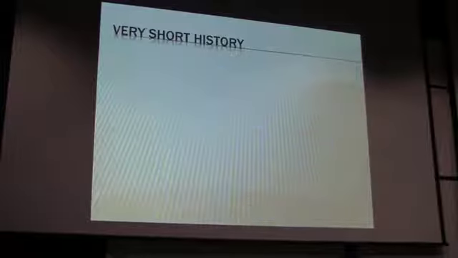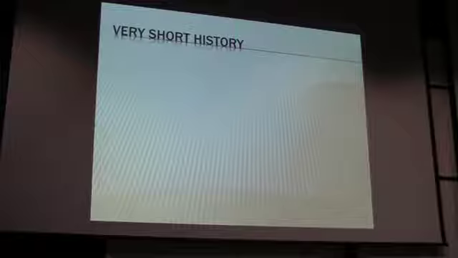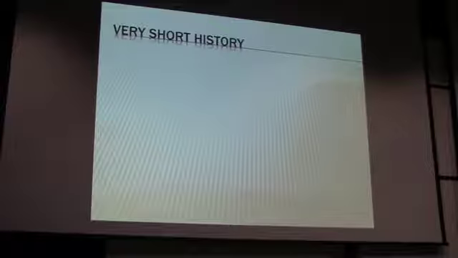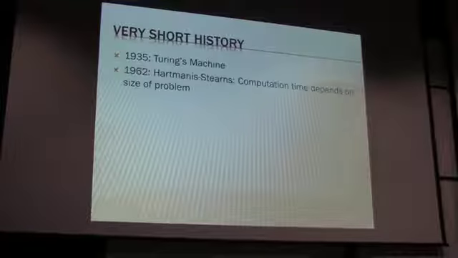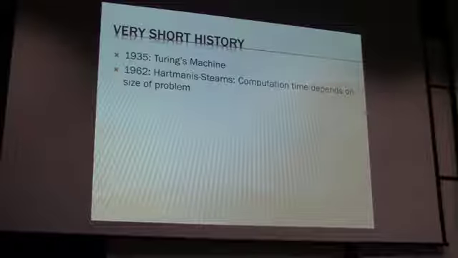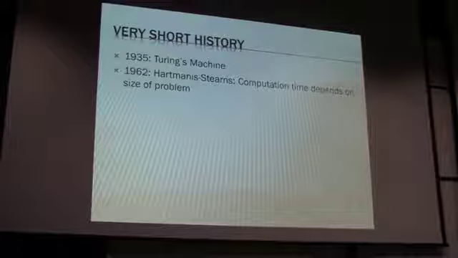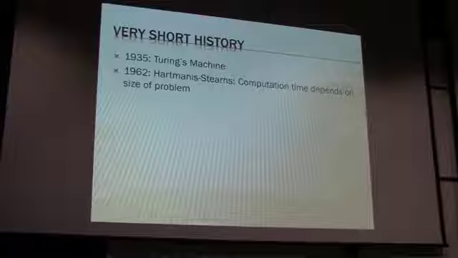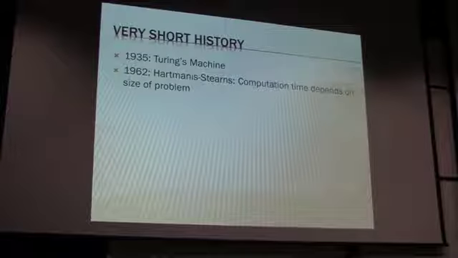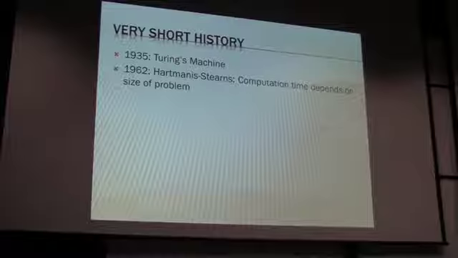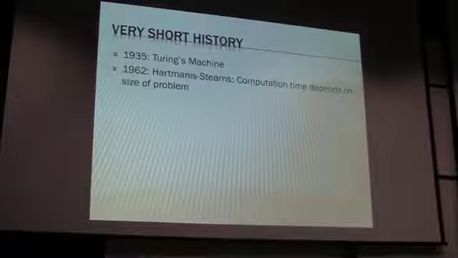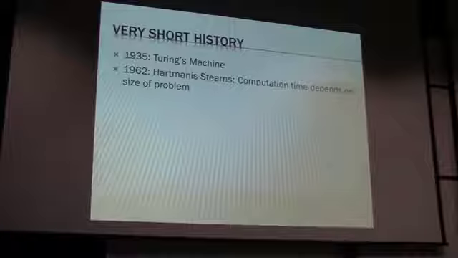So let me just do a very quick history of P and NP. Turing had his machine in '36. I think a big conceptual breakthrough came in '62 when Juris Hartmanis and Richard Stearns were trying to capture some notion of efficient computation, and had the idea that computation time should depend as a function of the size of the problem you want to solve. It was just one of those beautiful insights. It really let us define what it means to compute efficiently.